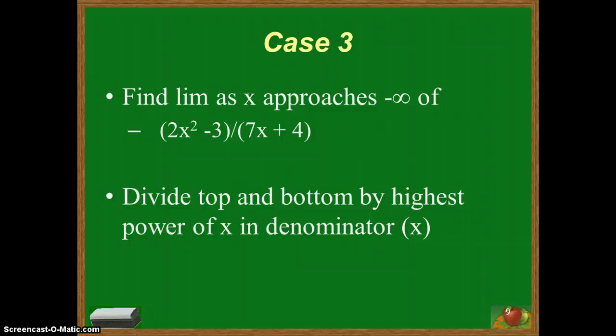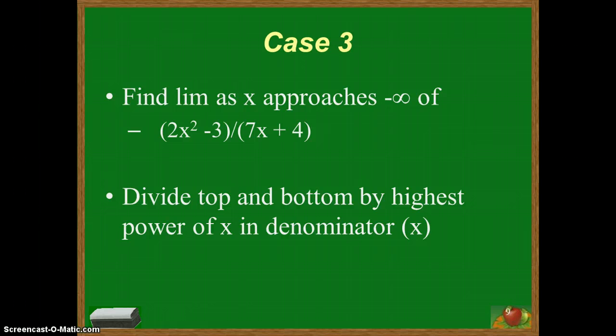case 3, find the limit as x approaches, let's say, negative infinity this time, of 2x squared minus 3 over 7x plus 4. That's not a negative sign in front of that. That's just a bullet marking the problem. All right, so we're going to divide the top and bottom by the highest power of x in the denominator. That would just be x.